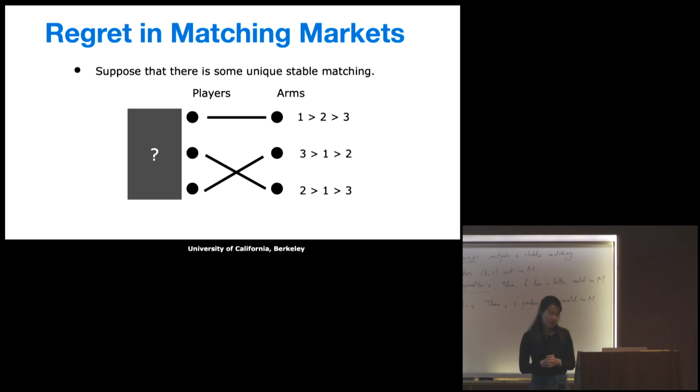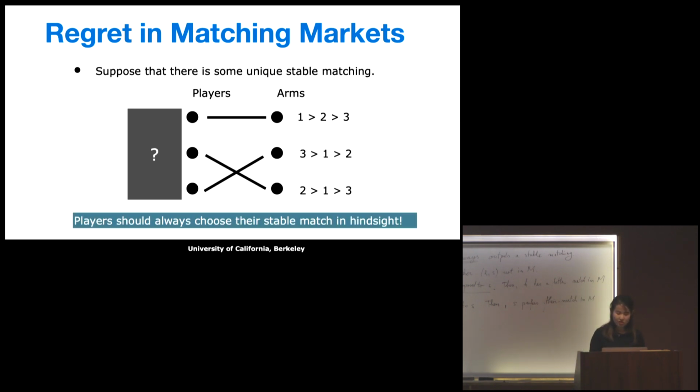Exactly. So that's great. That's the right intuition. So if everyone else, including me, knows our preferences and we're just playing this game, I can't expect to always do better than my stable match. Because if I'm doing that, that means some other player is doing suboptimally. So more likely than not, I'm going to get kicked off from that. So in general, players should always choose their stable match in hindsight. So this is the thing I want to compare against.